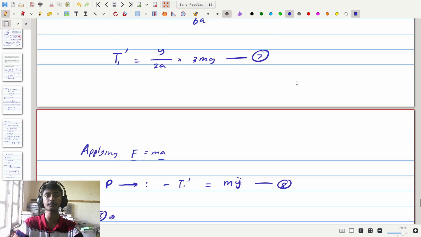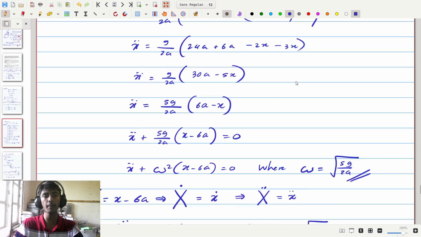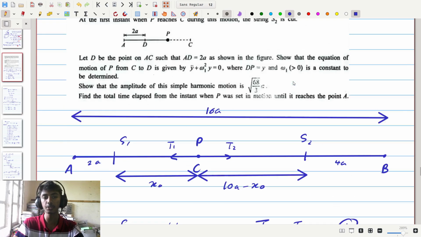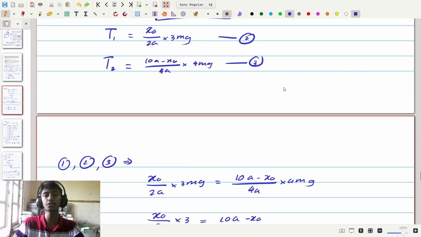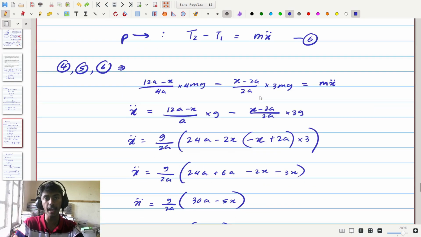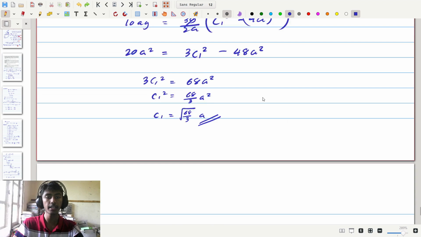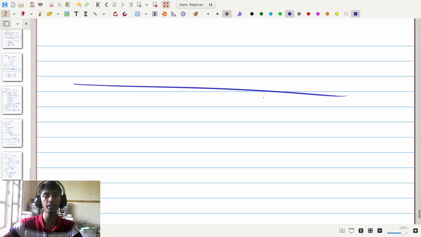Now the last part of the question is asking us to find the total time elapsed from the instant when P was set in motion until it reaches the point A. So here what we need to find is the total sum of all of the times that we have in this question. Now, considering all of the motions that happened here, initially we were at a point over here.